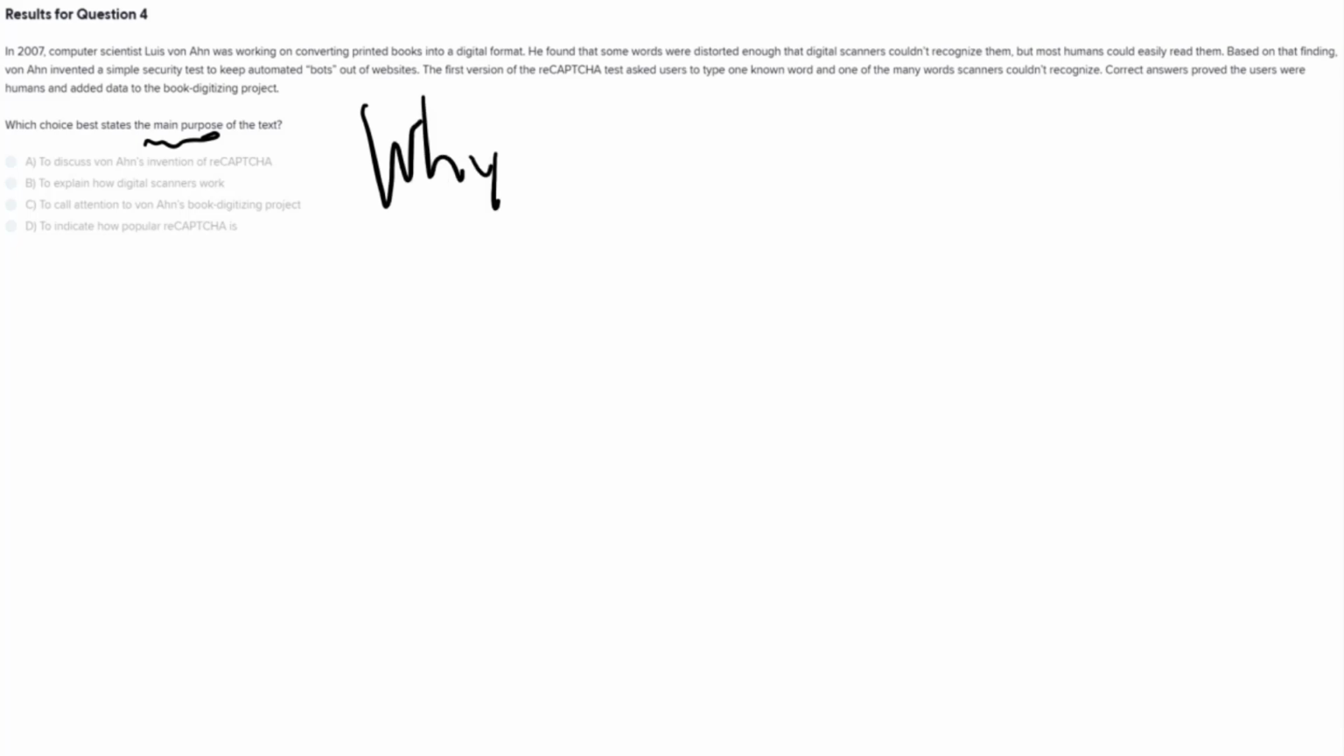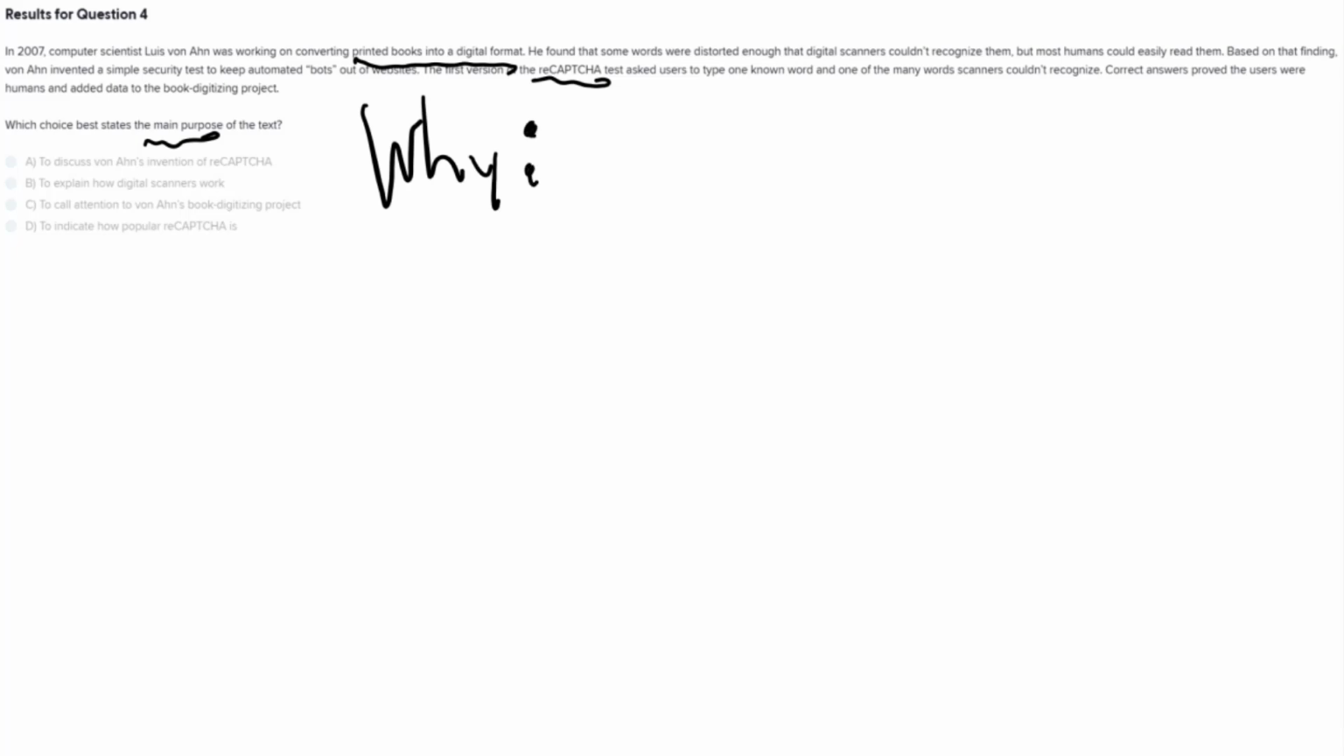The text says in 2007, computer scientist Louis von Ahn was working on converting printed books into digital format. He found that some words were distorted enough that digital scanners couldn't recognize them, but most humans could easily read them. Based on this finding, von Ahn invented a simple security test to keep bots out of websites. The first version of the reCAPTCHA test asked users to type one known word and one of the many words scanners couldn't recognize. Correct answers proved the users were human and added to the book digitizing project.